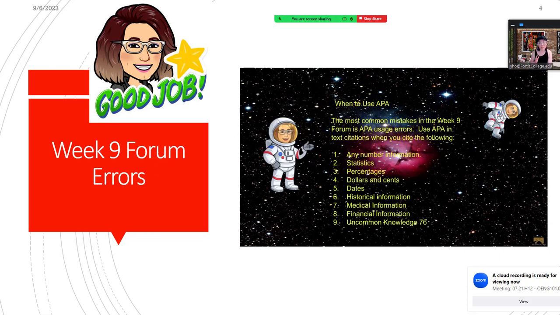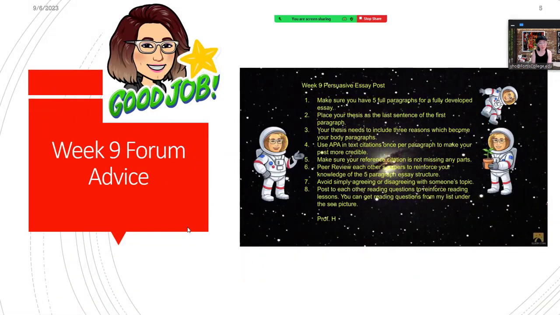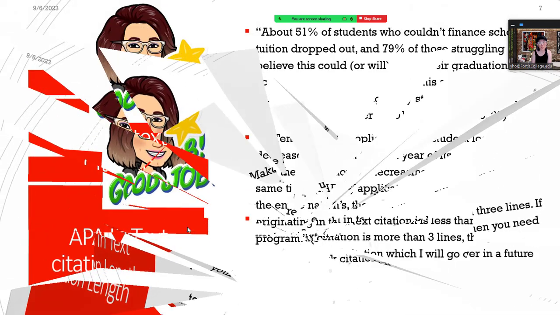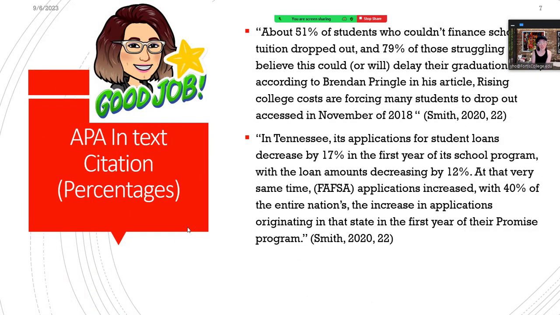So when do we use APA? We use APA whenever we use numbers, historical facts, financial facts, or uncommon knowledge. You're going to make sure you have at least 3 paragraphs. Make sure each in-text citation is less than 3 lines.